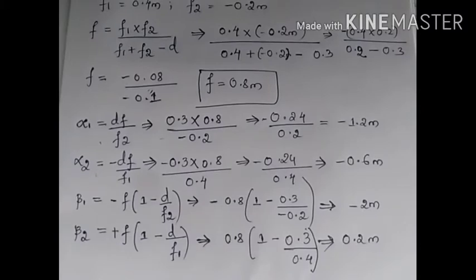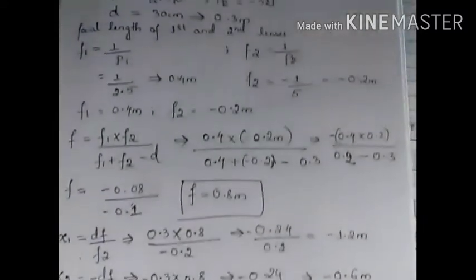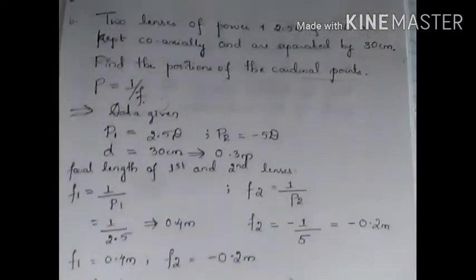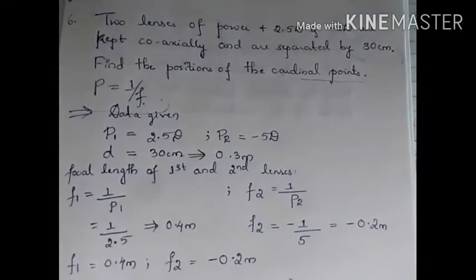Now this optical system is situated in air. So what is the rule? If the image and object space are both situated in the same medium, then nodal points will coincide with the principal points. So this is the solution for the sixth question.